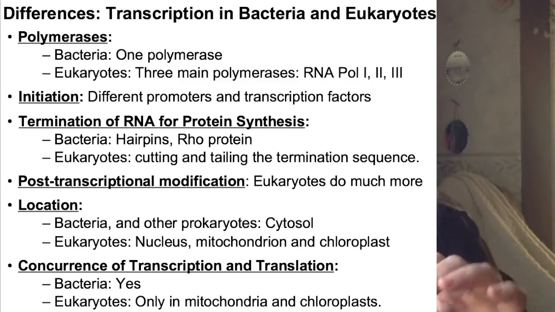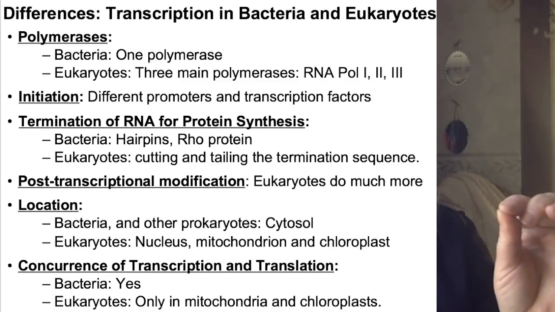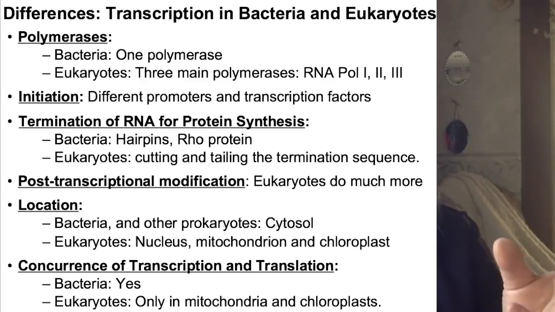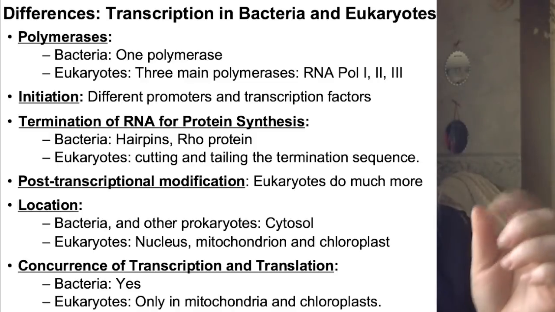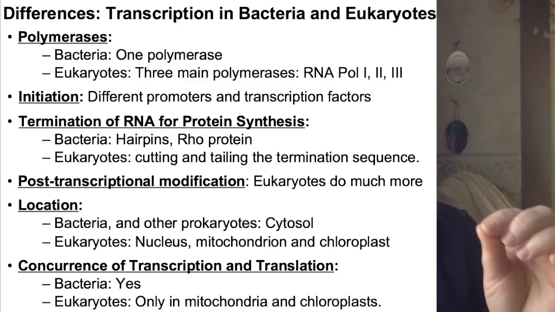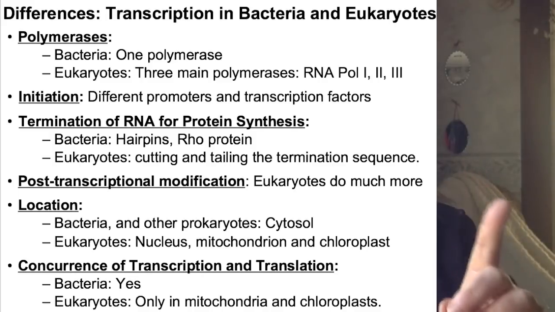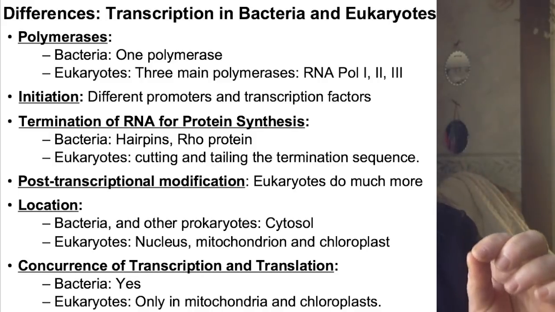Eukaryotes also use a lot of post-transcriptional modifications in their RNA, especially messenger RNA. That's the RNA that we use to make proteins. That's substantially modified. We'll look at that in a minute too.